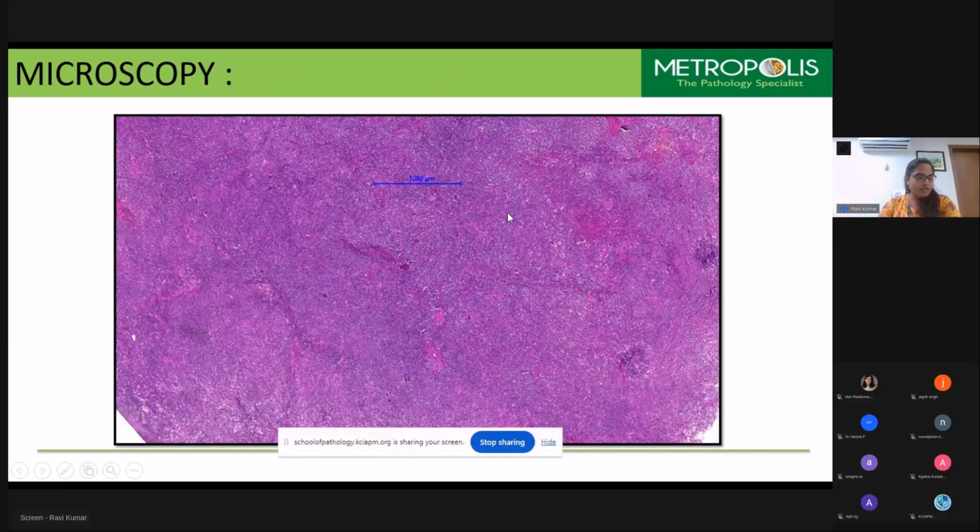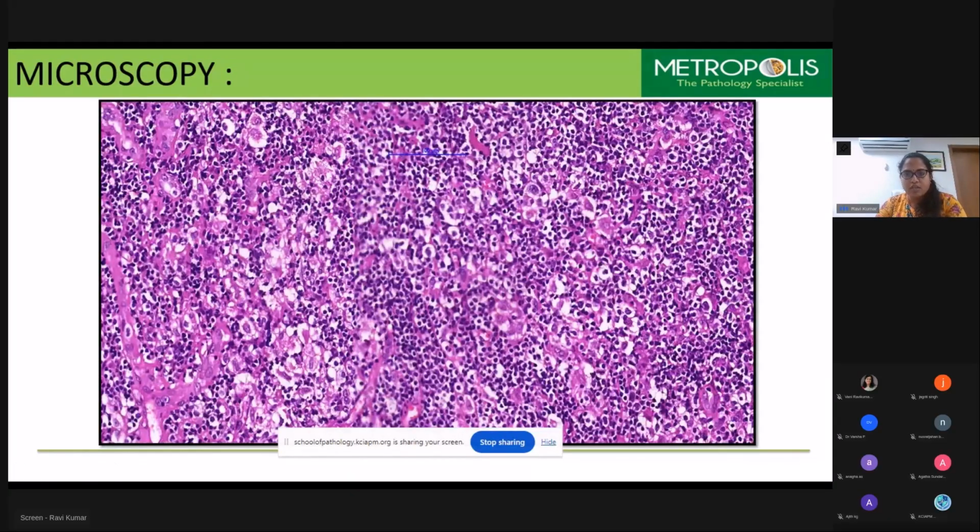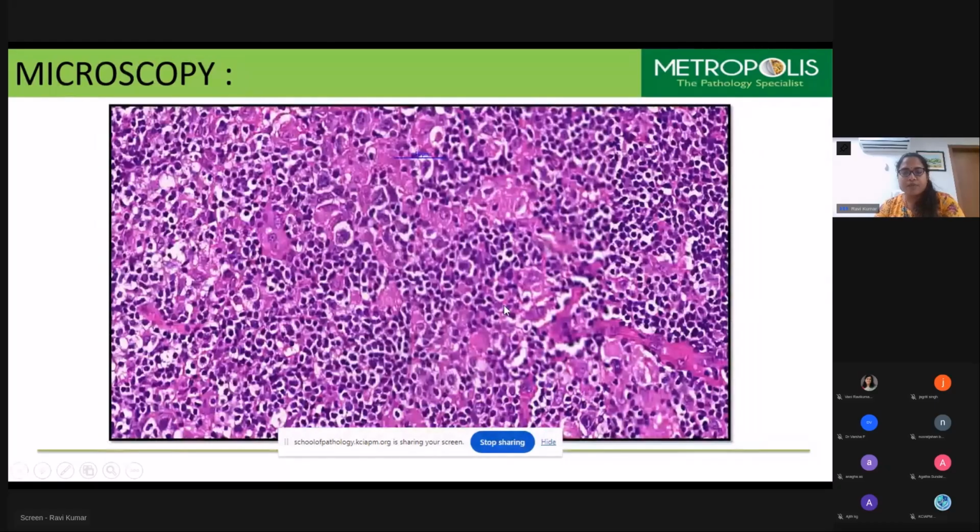So microscopy, you can see it's a scanner view. It's an enlarged lymph node with complete effacement of architecture, with vague, diffuse, and focal nodular infiltration of inflammatory cells that are mainly composed of, like you can see in this picture, small lymphocytes. You are seeing few histiocytic cells and occasional cells. Like here you can see epithelioid kind of cells. Okay.